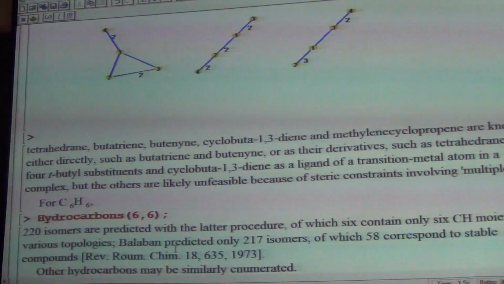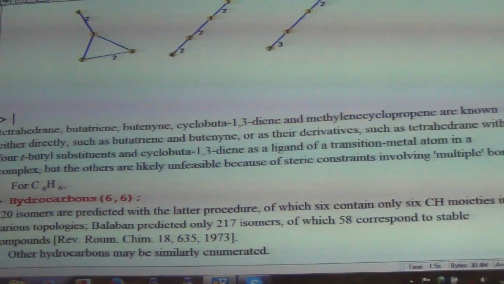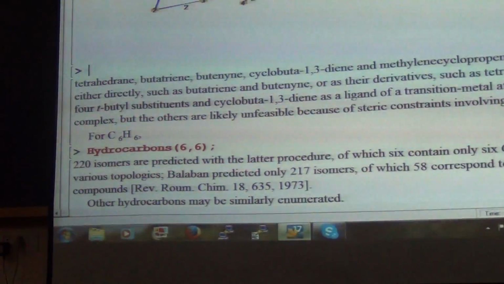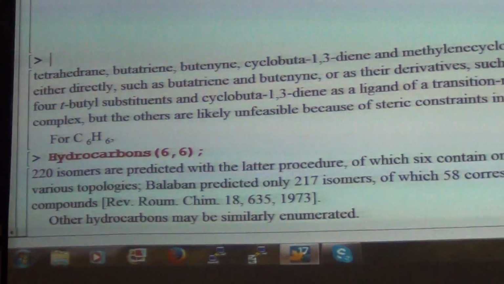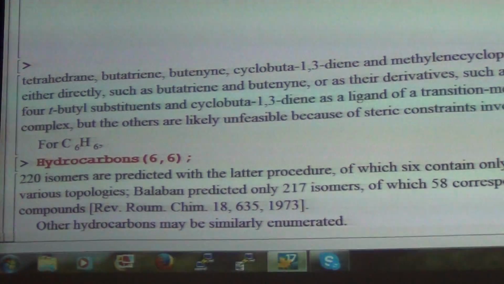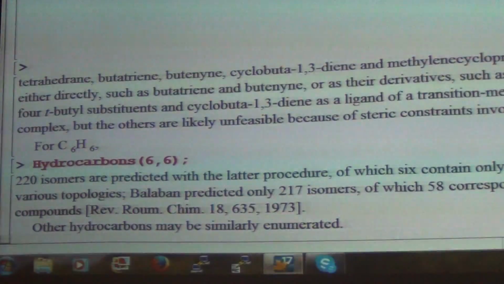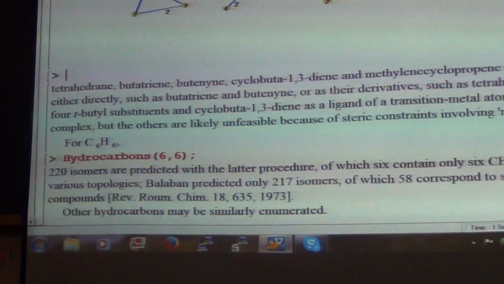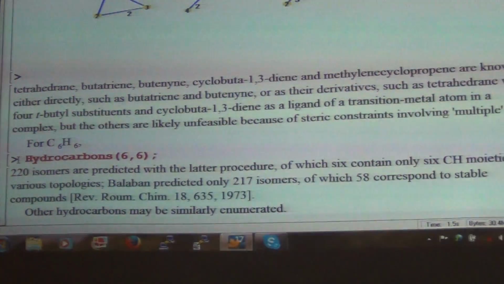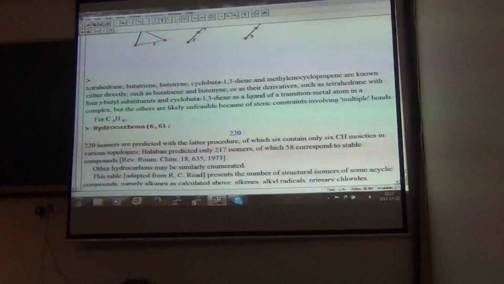Well, what about C6H6? C6H6. How many structural isomers can we imagine? Which one is benzene? Do you have any idea? 217. 217? Aha. Let's see what Maple says. 220.